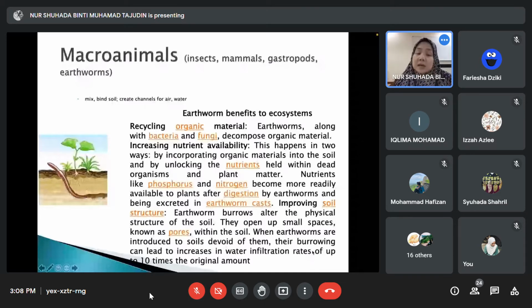Number 2, for example, earthworm. So this earthworm will excrete earthworm cast, and all those casts will undergo the process of decomposition, adding up the organic matter to the old layers. So that's how it affects the soil development.